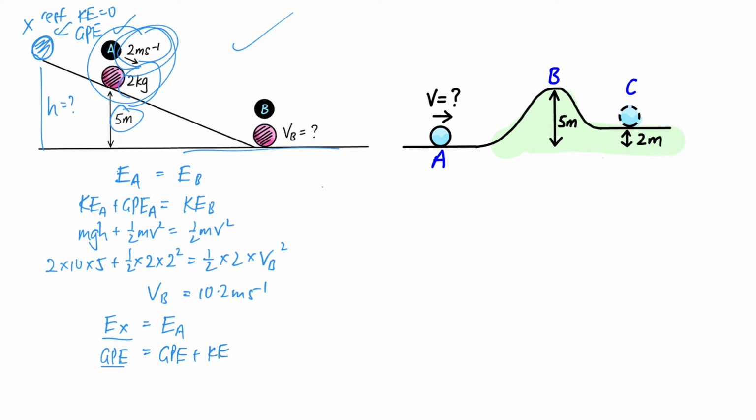So GPE mgh is 2 times 10 times the unknown height that the ball is released. Let it be h. And the GPE at point A is 2 times 10 times the height 5, plus the KE, half mv square, which is 2 square. And if you solve it, the unknown height that the ball is released at point X will be 5.2 meters. So that's how you solve it.